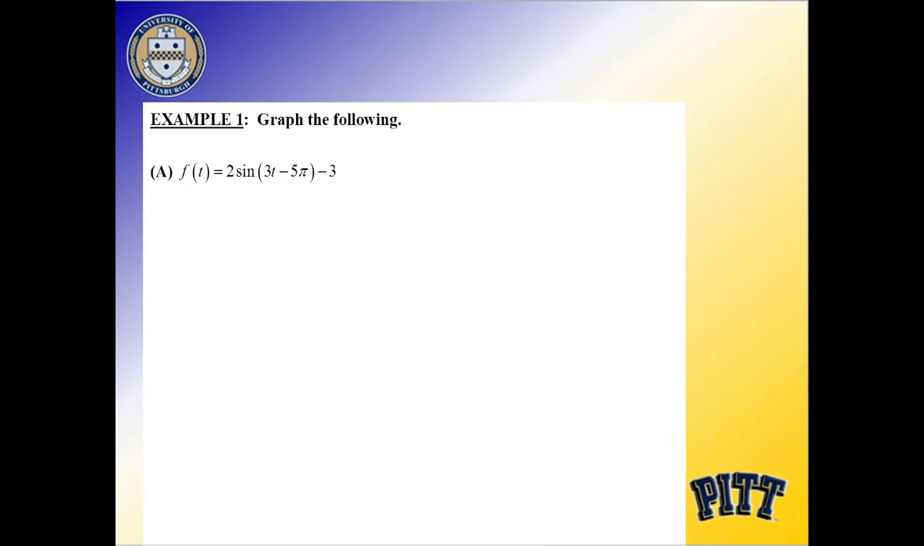So say I was asked to graph this. f(t) equals 2 times the sine of 3t minus 5 pi, minus 3. So I know I'm starting with a sine function, so it's going to mimic a sine function. It's going to start on the baseline, move up to a highest point, return to the baseline, move down to its lowest point, and return to the baseline again. That's what a sine function typically does.